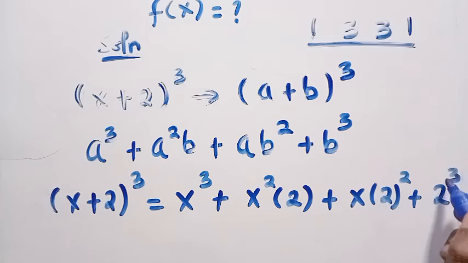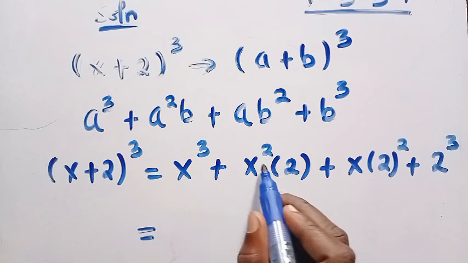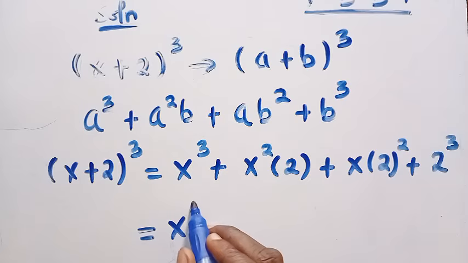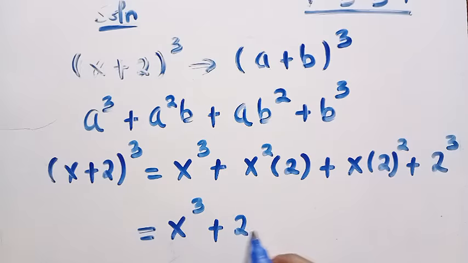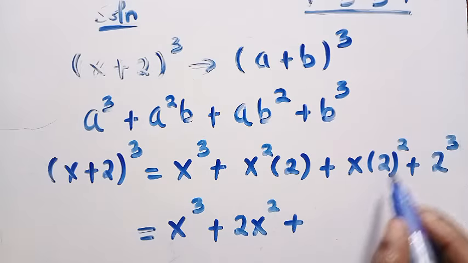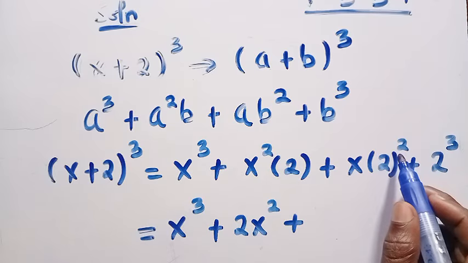I have not introduced the coefficient, so this is just the expansion of x plus 2 raised to the power 3. Let's break this thing further. Here is x raised to the power 3 plus 2 will multiply 2x squared. That is 2x squared plus 2 raised to the power 2, that gives us 4.